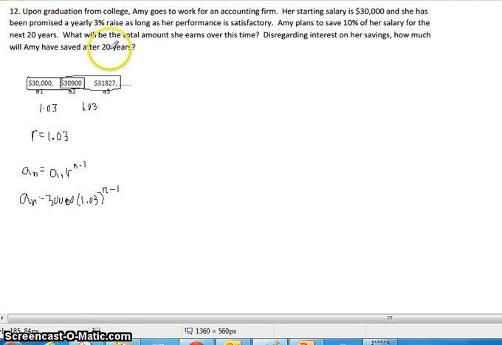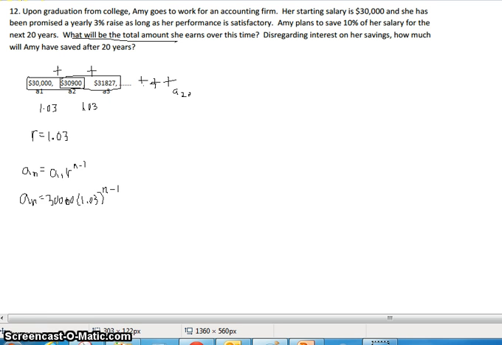Well, what the problem asked here was what would be the total she earned. So I want to add all these years together. I want to take the first year plus the second year plus the third year, all the way up to a sub 20. I want to add these all up. I don't want to do it by hand, so there's another formula we can use.